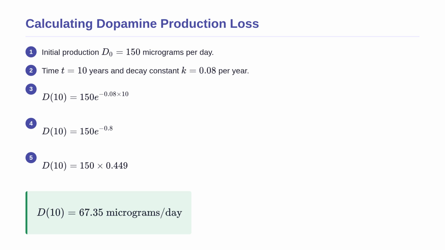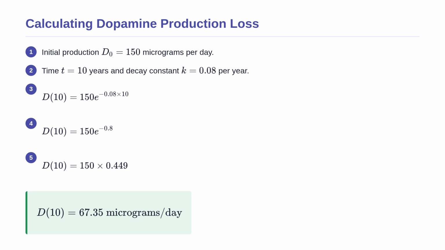Let us put this dopamine formula into practice with a concrete example. Suppose a healthy brain produces a baseline of 150 micrograms of dopamine per day. A patient has been experiencing neurodegeneration for 10 years with a decay constant of 0.08 per year. We want to find their current daily dopamine production. We substitute our known values into the equation. D0 is 150, k is 0.08, and t is 10.